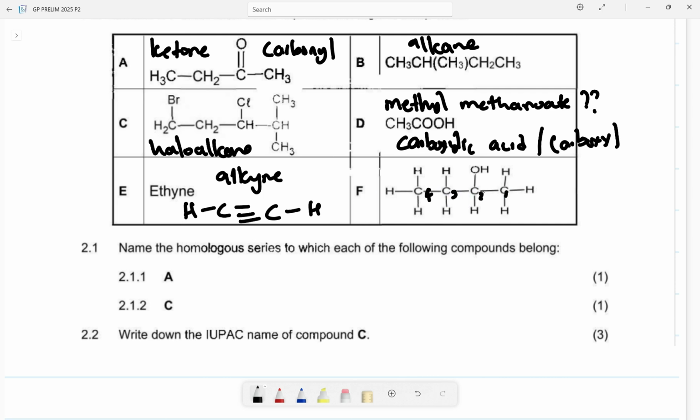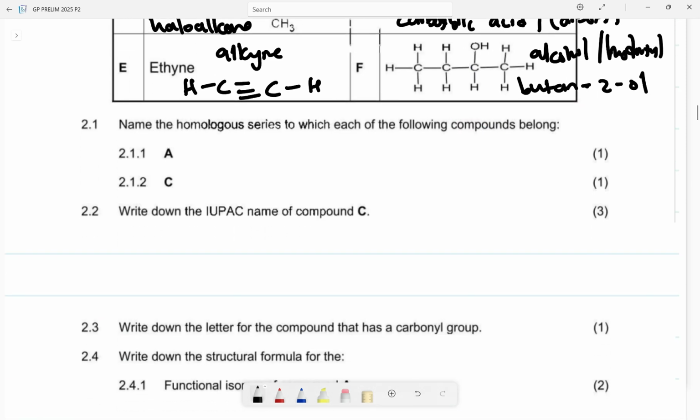Remember, I try to name from where my substituent or my OH, my functional group, has the shortest position. If I count 1, 2, 3, it is 3, so I prefer 2 over 3. So this one is my alcohol, and it has a functional group of hydroxide. The longest chain is butane. On position number 2, I found an alcohol, so butan-2-ol, because it is an alcohol.